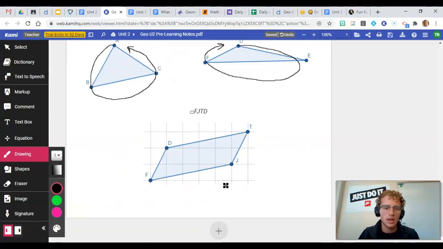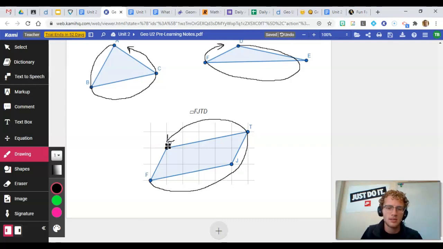Now, if we have this, F, J, T, D, same thing, F to J to T to D. What would that orientation be? That orientation would be counterclockwise. So sometimes you'll see this notation, counterclockwise, CCW. Clockwise, of course, would be just CW.